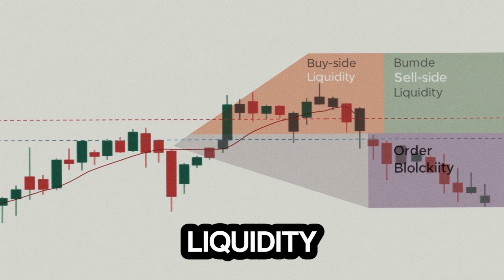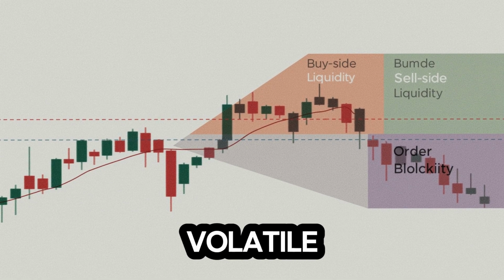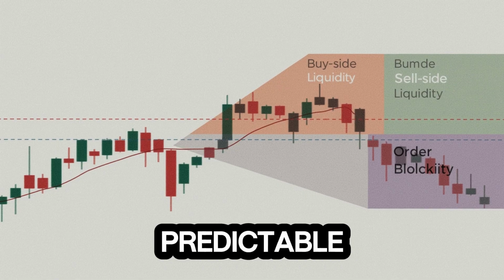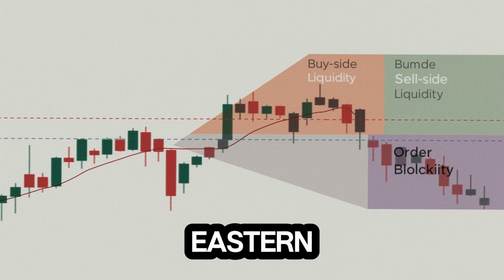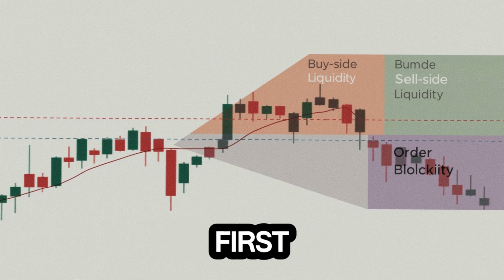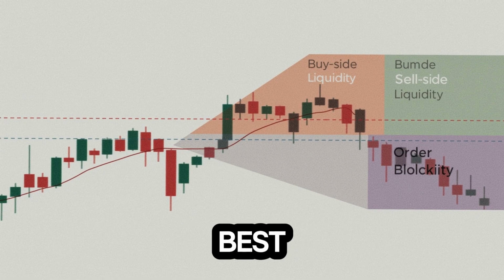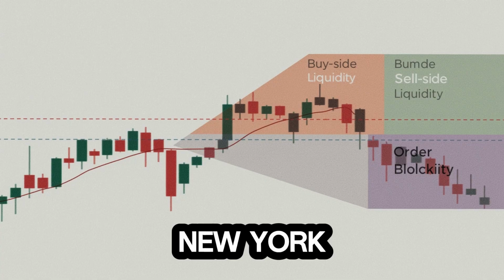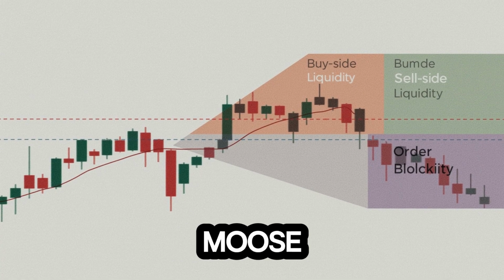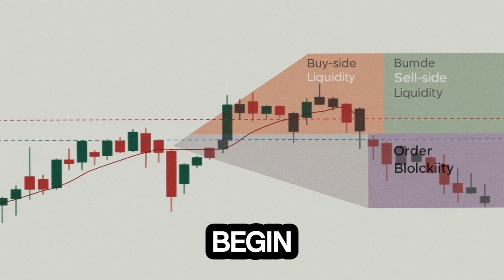3.7. Liquidity and time of day. Liquidity isn't constant. Certain times are more volatile and therefore more predictable. Session characteristics: London open, 3 to 5 a.m. Eastern Standard Time, high volatility, first liquidity sweeps. New York open, 8 to 10 a.m. Eastern Standard Time, huge liquidity, best reversals. Asian session: low volume, range building. London and New York overlap: strongest market moves. Pro tip: liquidity grabs often happen just before these sessions begin.